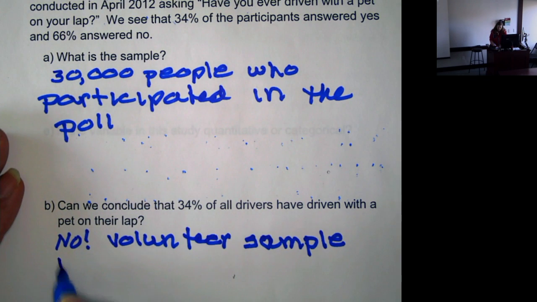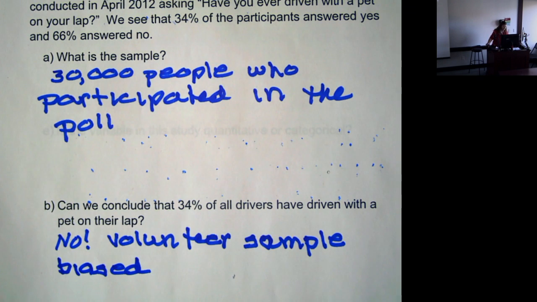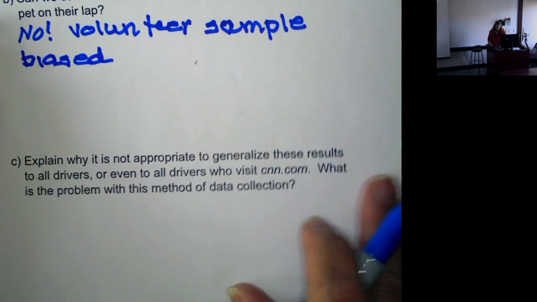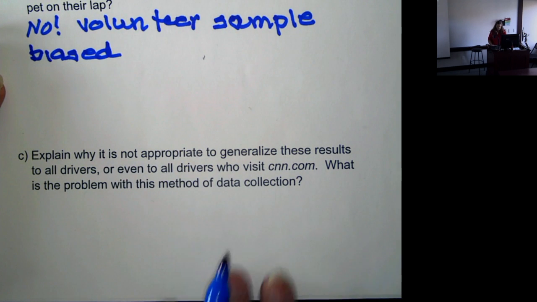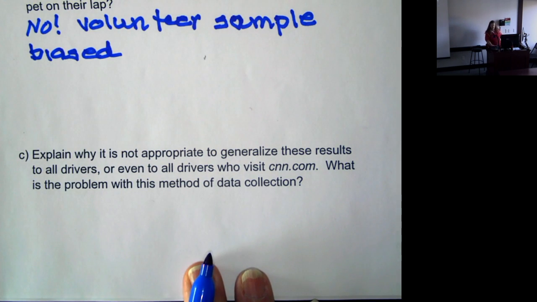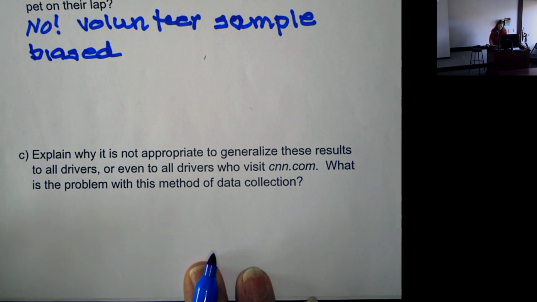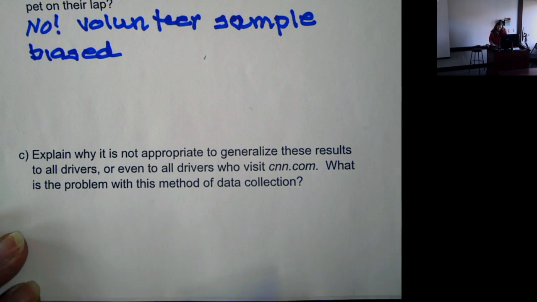Volunteer samples are often biased because of that. And it's likely the people who have driven with a pet on their lap are more likely to respond to the poll. So why is it not appropriate to generalize these results to all drivers, or even to all drivers who visit CNN.com? What is the problem with this method of data collection?